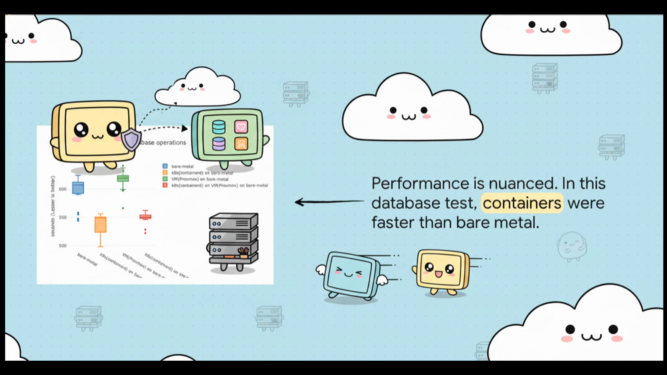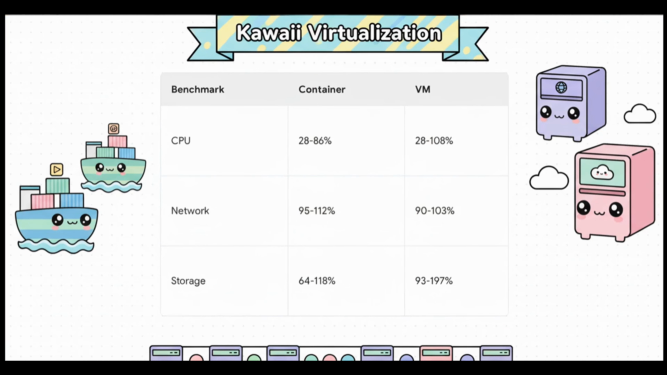This chart shows a database benchmark. That blue bar on the left, that's the raw physical hardware, or bare metal. Now notice the container, the orange bar? It actually finished the job in less time. How on earth is that possible? Well, it turns out that these virtualization layers can introduce their own clever optimizations, like really advanced caching.